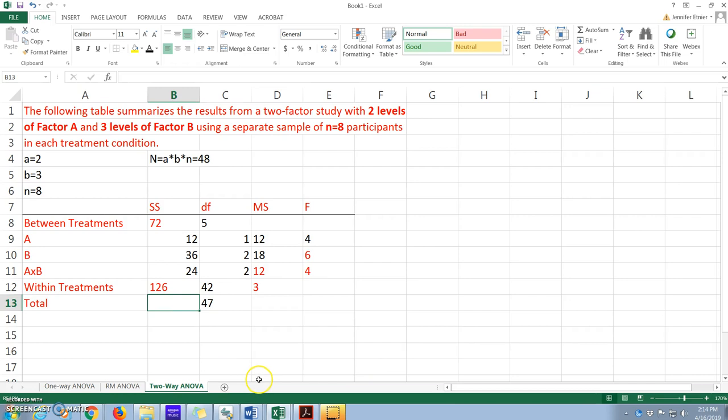And the only thing I left out was this one. So I would just add between treatment sums of squares with within treatment sums of squares, and that gives me 198. And that's it for that one.